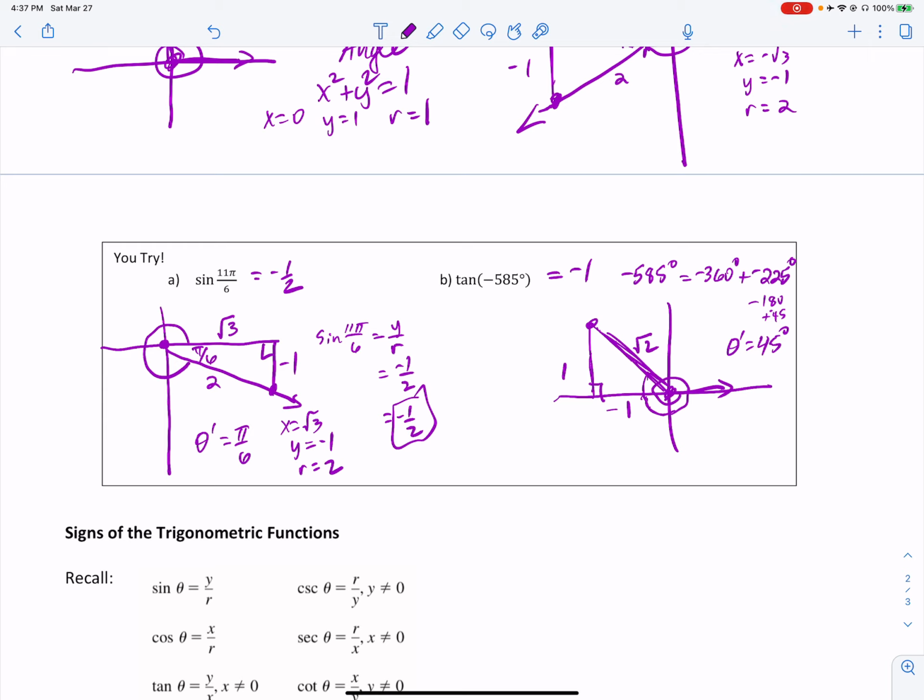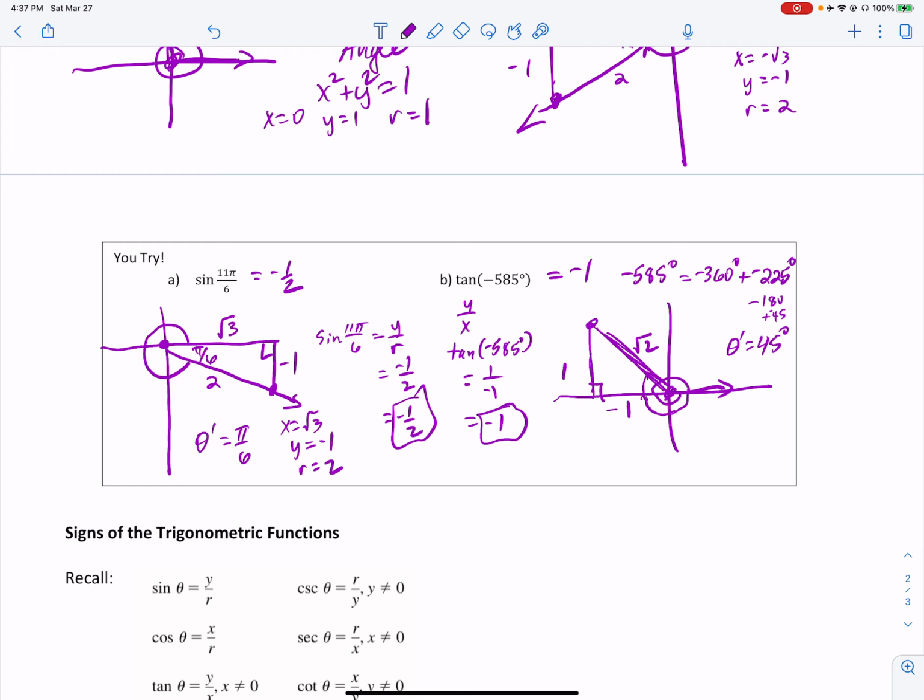And now the tangent is y over x. Tangent is y over x. And so the tangent of a -585 degrees is going to be, my y value is 1, my x value is -1, and it's going to be -1.